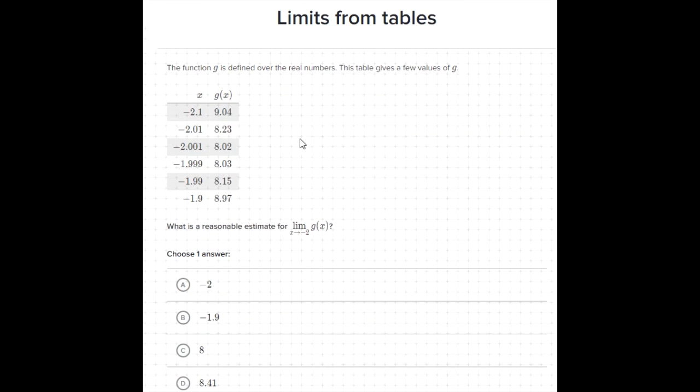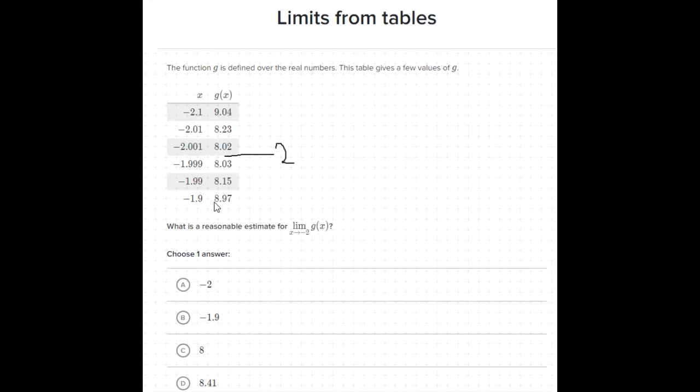And for the next question, the function g is defined over the real numbers. This table gives a few values of g. What is a reasonable estimate for the limit of g of x as x approaches negative 2? And on the graph, negative 2 would go right here. So as x equals negative 2.1, negative 2.01, negative 2.001, it looks to be approaching 8, because it starts from 9. Starts from 8 point, then it goes to 8.23, 8.02. So 8.02 is the last value we see, and wow, that's pretty close to 8. And 8 is also one of the answers.